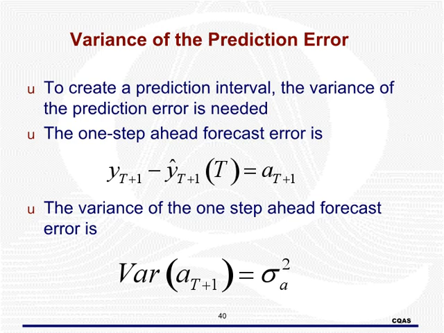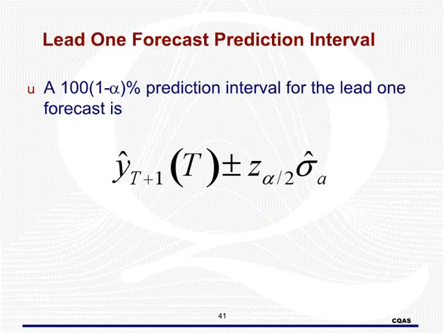You should be able to convince yourself that this is just the random shock at time t plus 1. The variance of the random shock at any time t is constant. This means that the variance of the one-step ahead forecast error is the variance of the random shocks. So this leads to a lead 1 prediction interval as you see on the screen.